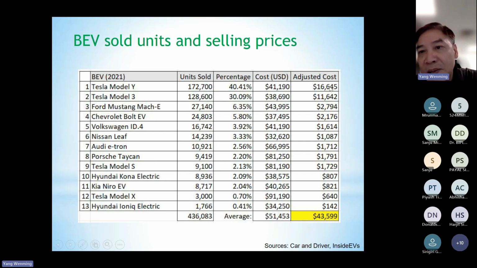So this cost is actually adjusted, which means the government of the USA gives some kind of incentive to promote customers to purchase electric vehicles. Here it shows the average cost for an electric vehicle is about 51,000 US dollars. And after we take the incentive into consideration, the average cost drops to about 43.6 thousand US dollars.